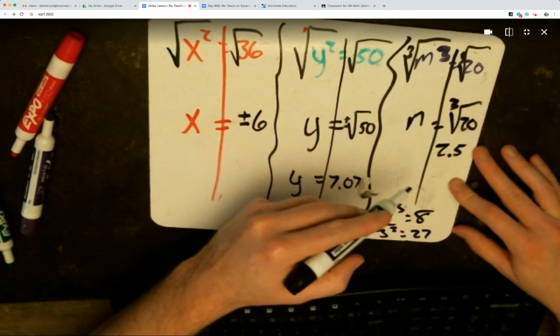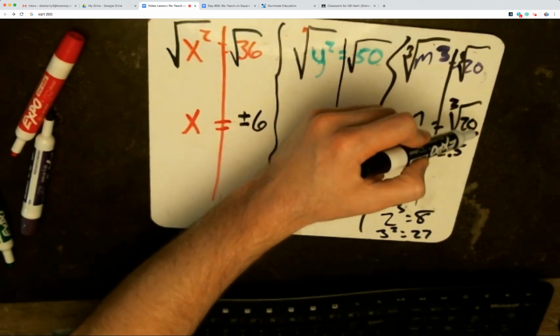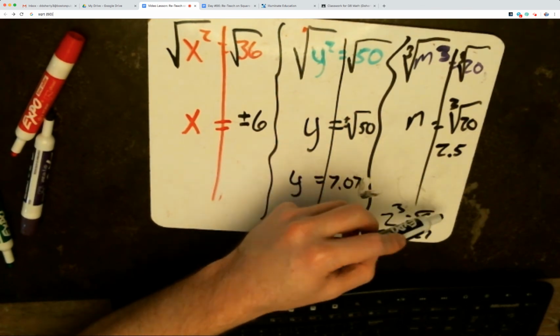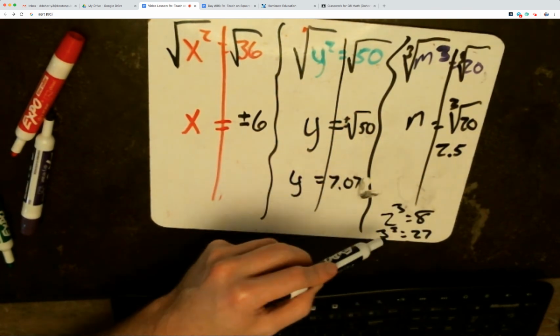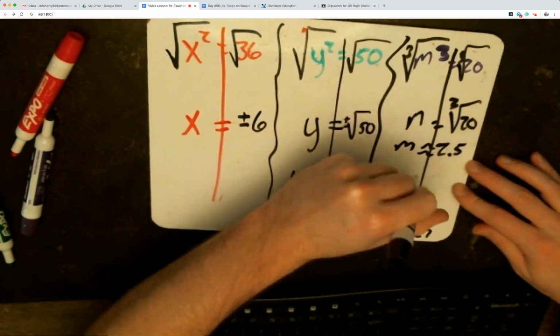I could guess 2.5. At the end of the day, we could use a calculator to get the exact cubic root of 20, but it's going to be something between 2 and 3 because the cube root of 8 is 2 and the cube root of 27 is 3. So if I had to estimate, I'd say around 2.5.